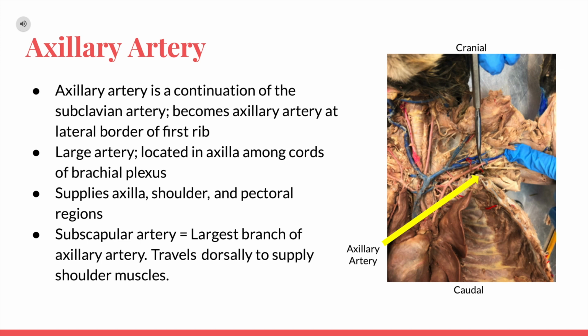Here we can see the axillary artery in the cat. If you look, you can see the subclavian artery, which continues on to become the axillary artery at the lateral border of the first rib. You can identify this artery because it's very large and it is among the cords of the brachial plexus. The axillary artery branches off into several different arteries, but the largest branch is the subscapular artery, and that travels dorsally to the shoulder and supplies a lot of the muscles of the shoulder.